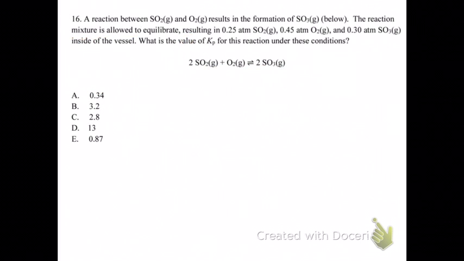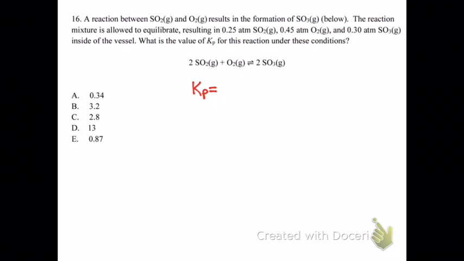Okay, in this question, we're asked to find Kp, and we're given a bunch of information about equilibrium partial pressures. So we're told that it's allowed to equilibrate, and these are the values that we observe at equilibrium. So we're already given the equilibrium partial pressures. All we need to do is plug these into our equilibrium expression. So let's write out that equilibrium expression right now.